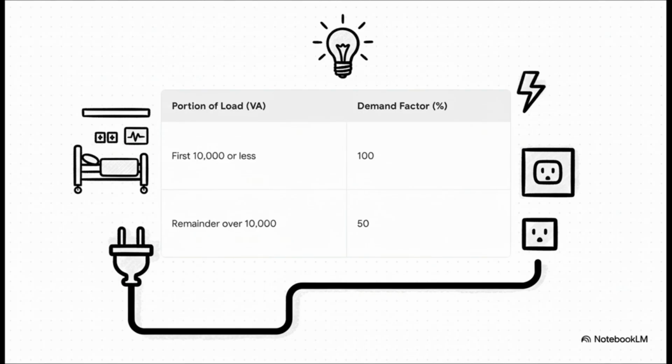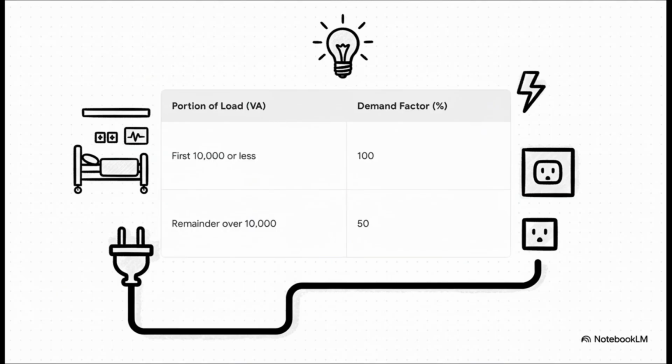Which lets us size our feeders and panels efficiently. You don't waste money on copper you don't need, but you're still completely safe according to the code. Exactly. It moves the design from a kind of theoretical worst case to a statistical reality. But that reality changes a lot depending on the room category.